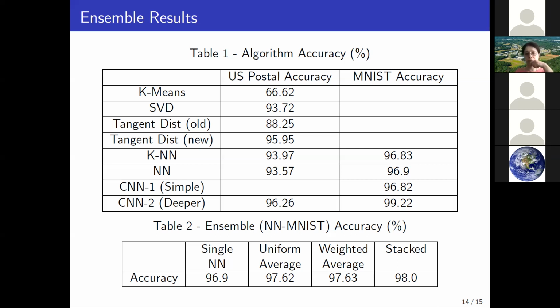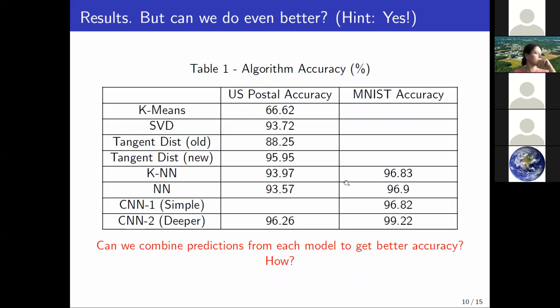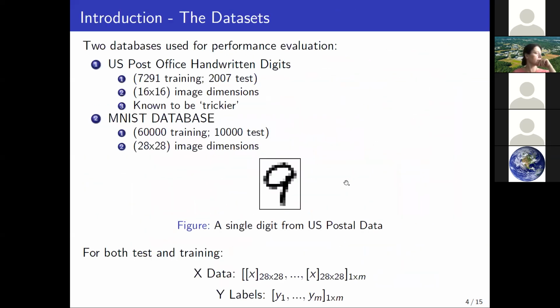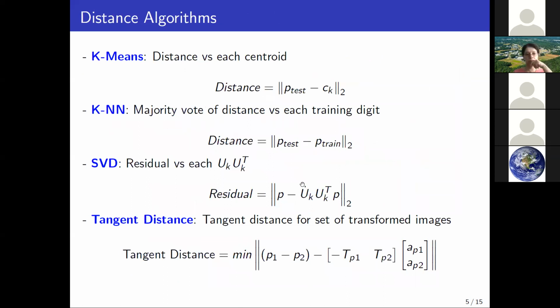So actually, my question was about the SVD algorithm. I had two questions. One was, can you elaborate on the pigeonhole idea for K-means? And then also for the SVD, how did you choose K?